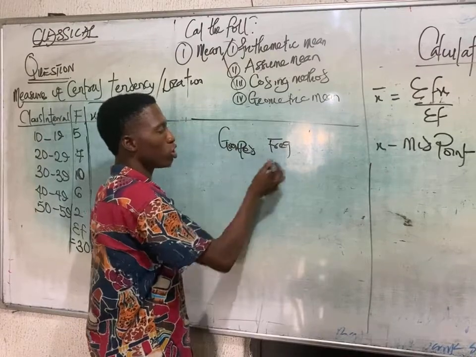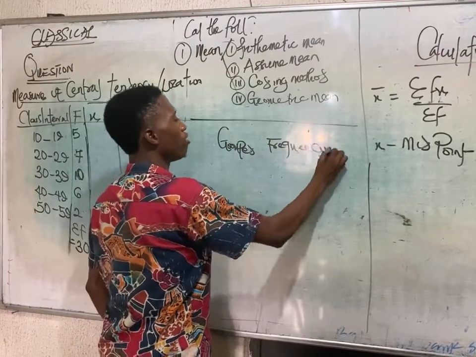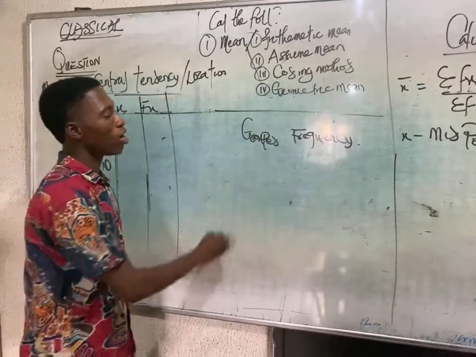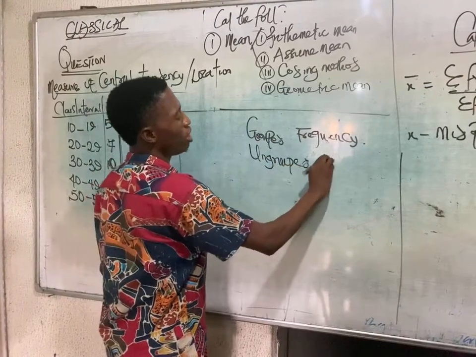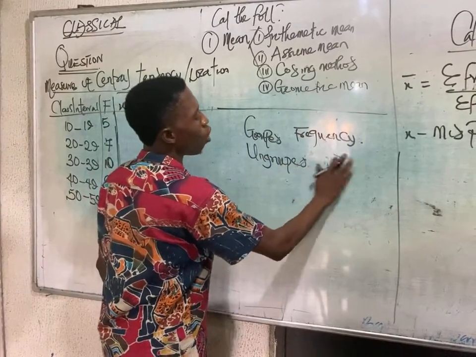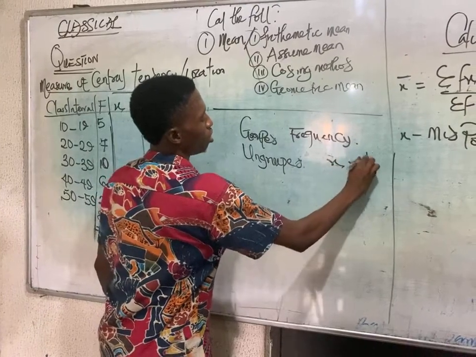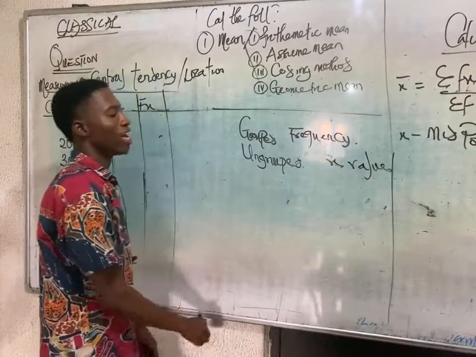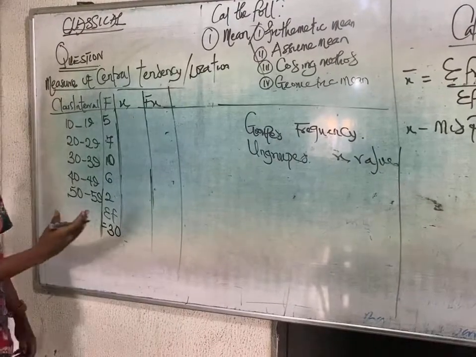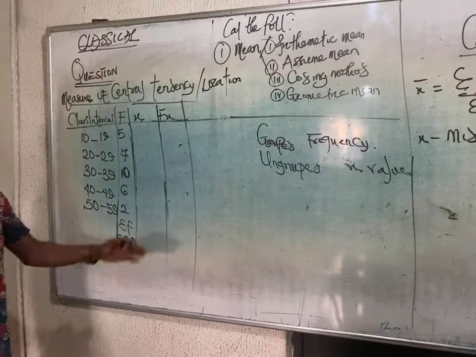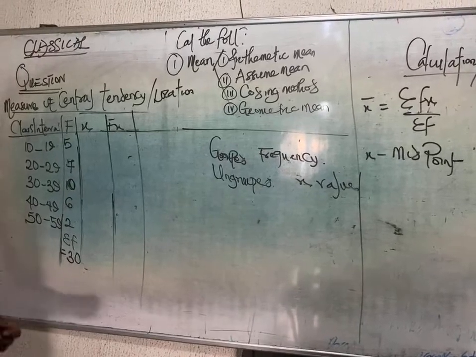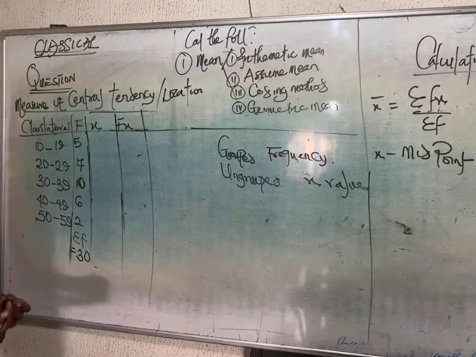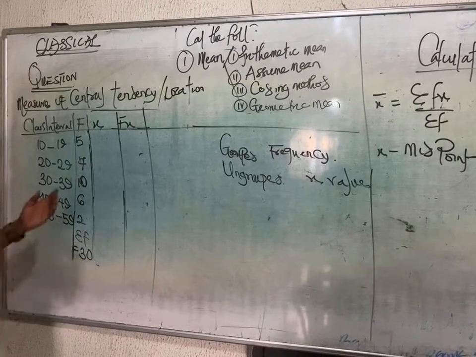Under group distribution, we focus on what? Frequency. While under ungroup, we deal with what? With just midpoint or x value. So that was the concept about the differences between group distribution and ungroup distribution. And we all know that every ungroup can also be converted to group distribution.